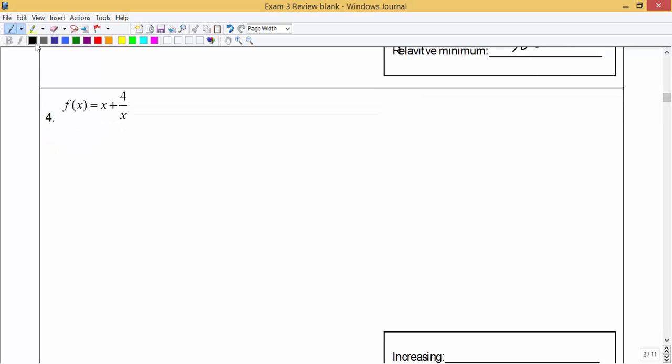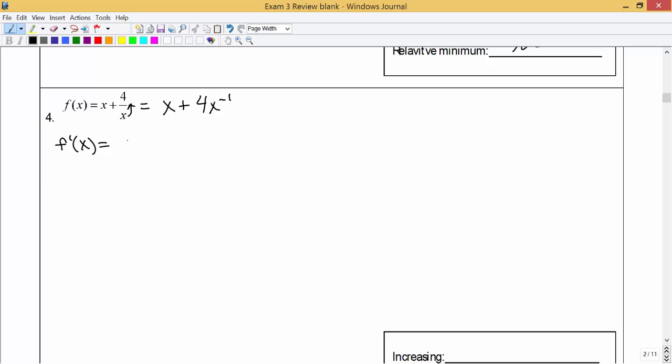For number 4, we're also asked to find out where the function is increasing or decreasing and any relative maxes and relative mins. So before we find the first derivative, which we know we want to do, let's rewrite the original function. We're going to write this as x plus 4, and we're going to bring this x to the top of that fraction. We're going to write this as 4 times x to the negative 1 power. Now we can use our derivative rule really easily.